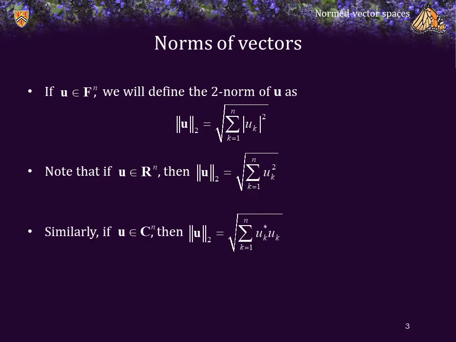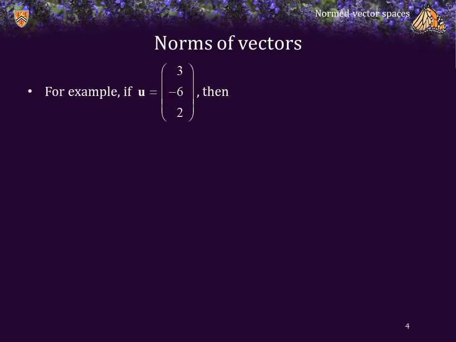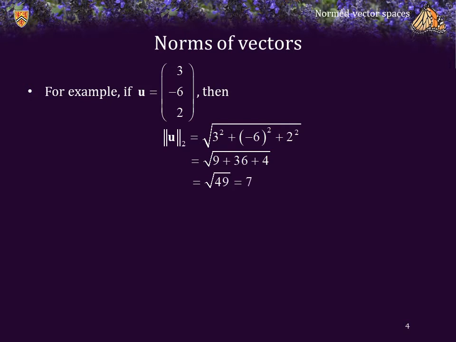If u is a complex n-dimensional vector, then we can calculate it by calculating the square root of the sum of the complex conjugate of the kth entry times the kth entry of u. For example, if u is the following vector, then the 2 norm of this vector is the square root of 3 squared plus negative 6 squared plus 2 squared, which is the square root of 9 plus 36 plus 4, which is equal to the square root of 49, or 7.